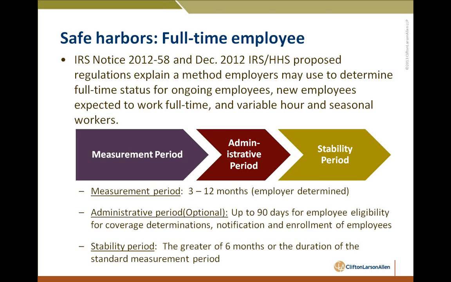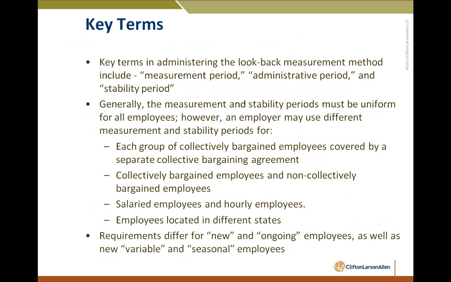That's the period where you're covering your full-time employees. So you measure their hours, you look back, you determine who's eligible, you enroll them, and then you cover them for the next 6 to 12 months, regardless of how many hours they work in the following 6 to 12 months. So the key terms in this, obviously, are the measurement period, the administrative period, and the stability period.